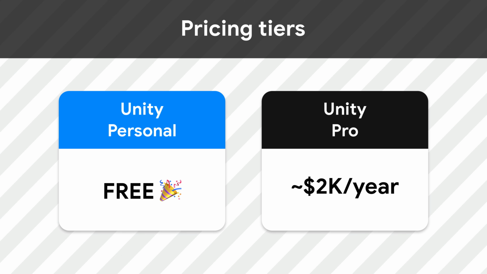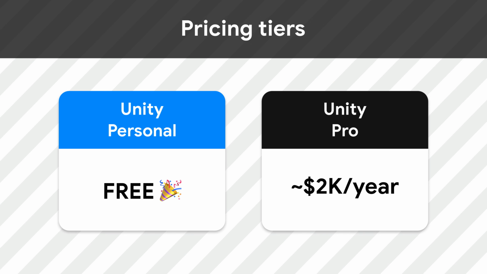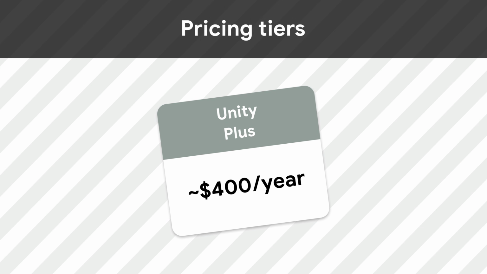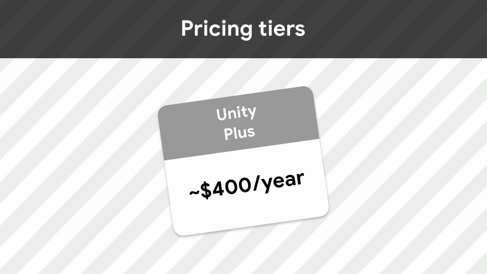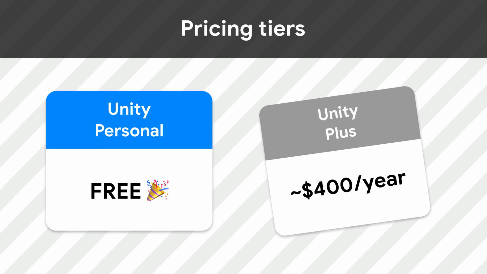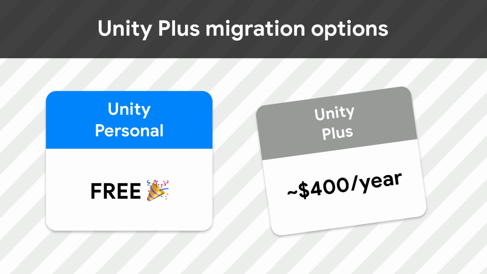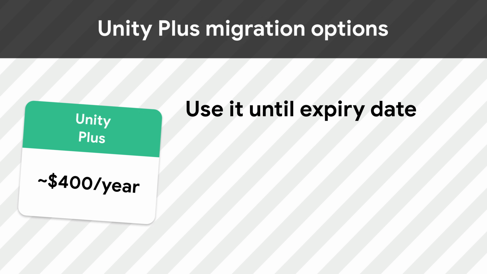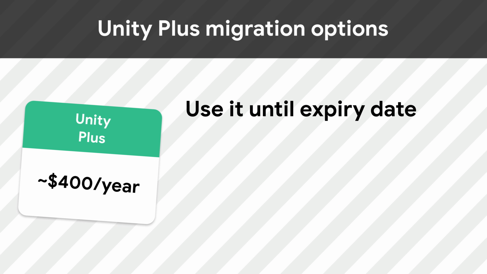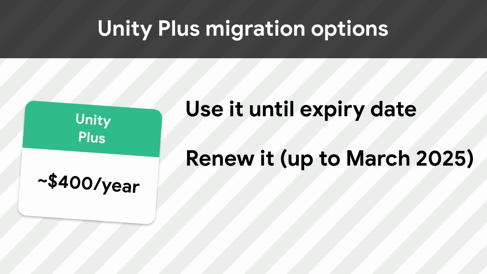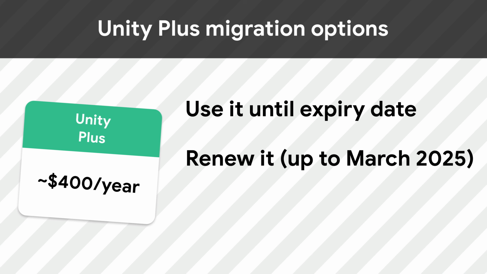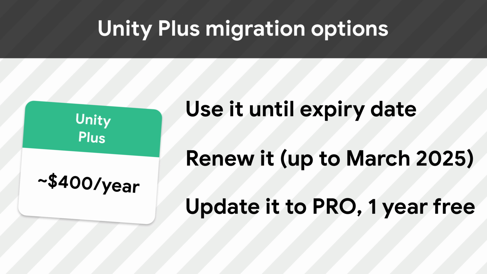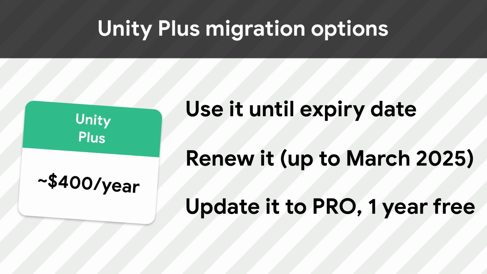As you might have noticed, we have Personal and Pro plans, but we no longer have a Plus plan. This one is being retired, but actually I'd say that most of its benefits will now be in the free version. If you're currently using Unity Plus, you will be offered to either continue to use it until the expiry date, renew it until March 2024, then you can use it up to March 2025, or finally upgrade to Pro without price change for 1 year.